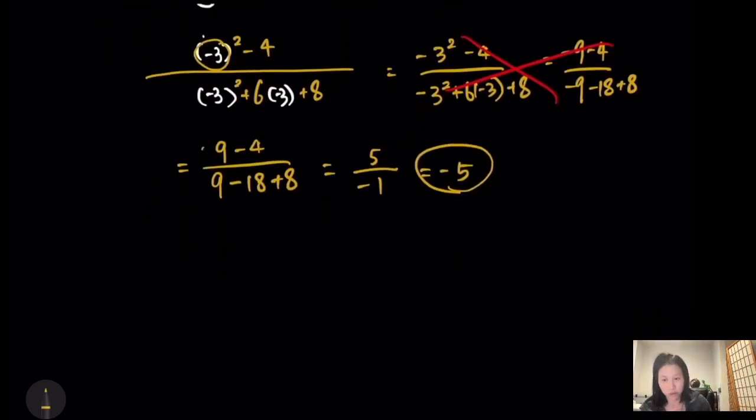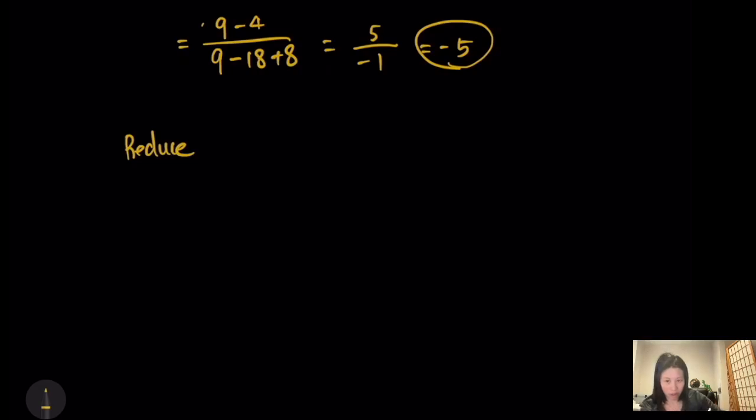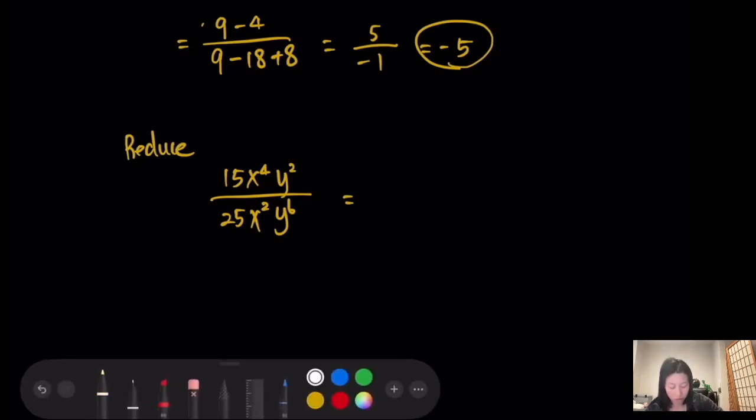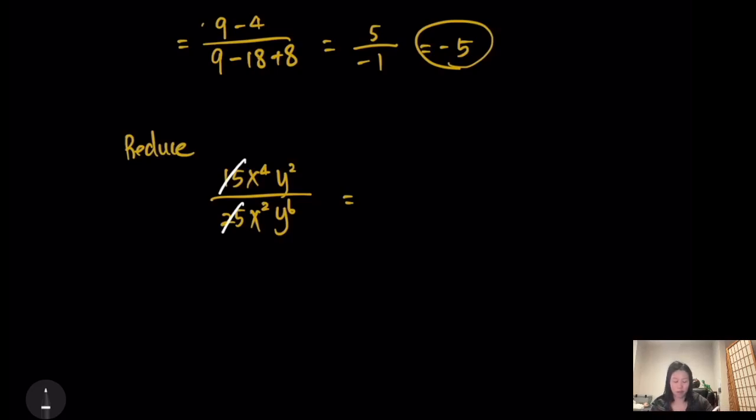Okay, so now how do we reduce a rational function? Let's do some exercise. 15x to the 4th power times y squared over 25 times x squared y to the 6th. Well, when you reduce it, you look at number to number and the same variable with the same variable. So I've got 15 over 25. They have a common factor. The greatest common factor is 5. If they both are divided by 5, you have 3 over 5 left.